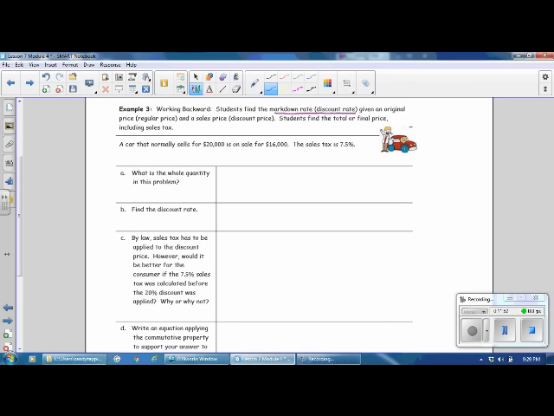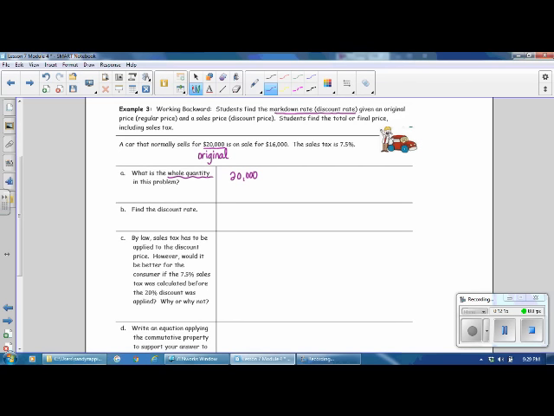Part A. What is the whole quantity in this problem? A car that normally sells for $20,000 is on sale for $16,000, and the sales tax is 7.5%. So this is the original price, and the original price is the whole. So the whole quantity is $20,000.